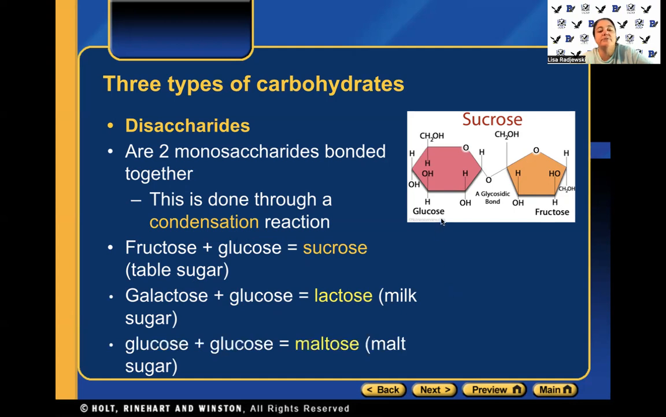And then if you take 2 glucose molecules and bond those together, that makes the sugar in malts, which is called maltose. If you haven't caught on, a lot of the sugars, there's an exception, end in OSE. Sucrose, lactose, maltose, glucose, fructose.